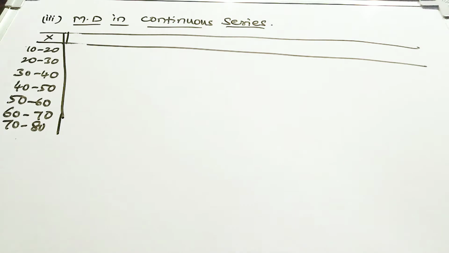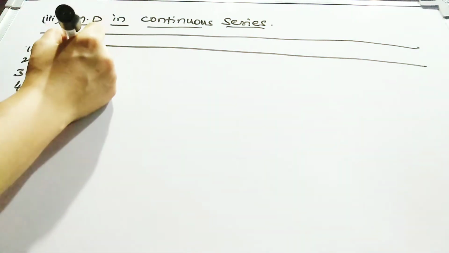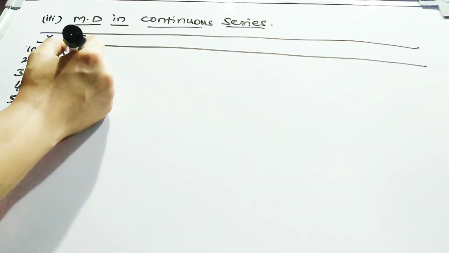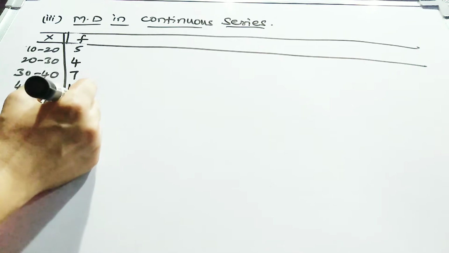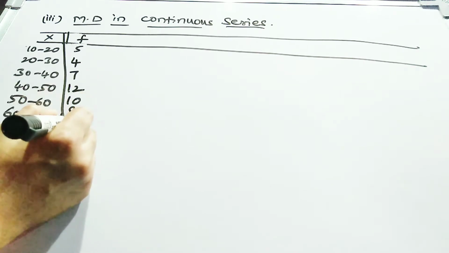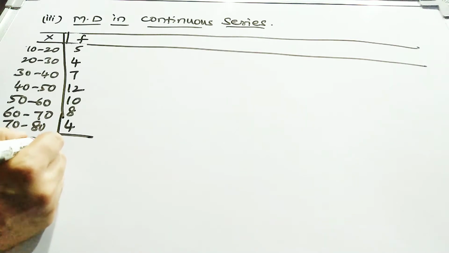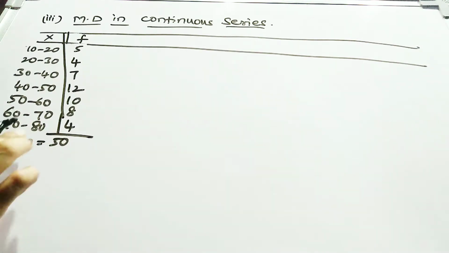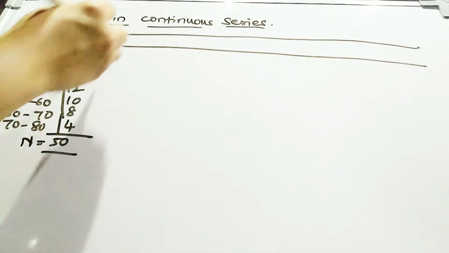Our problem is: you are given x values, meaning class intervals, and the frequencies are also given. For the class 10 to 20 you have frequencies 5, 4, 7, 12, 10, 8 and 4. So the total frequency is 50. You can write it as capital N, meaning total frequency is 50.